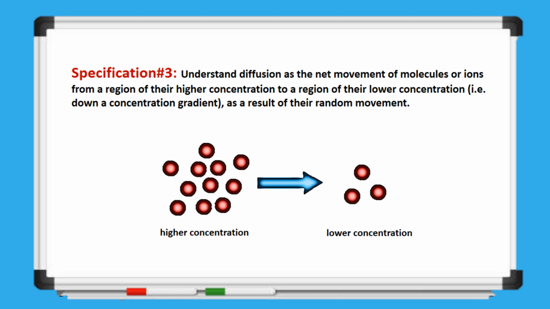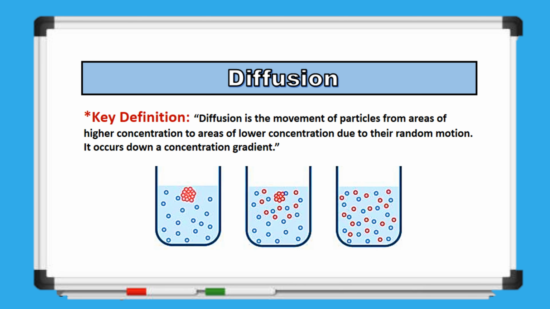Next, specification number 3 states, understand diffusion as the net movement of molecules or ions from a region of their higher concentration to a region of their lower concentration, that is down a concentration gradient, as a result of their random movement. Alright, let's talk about diffusion.